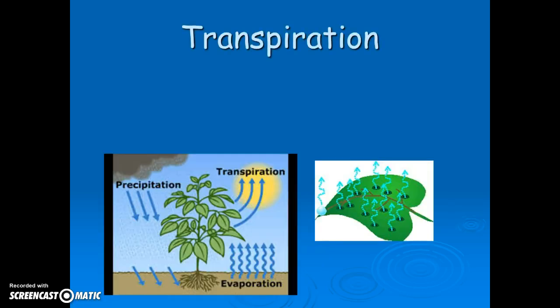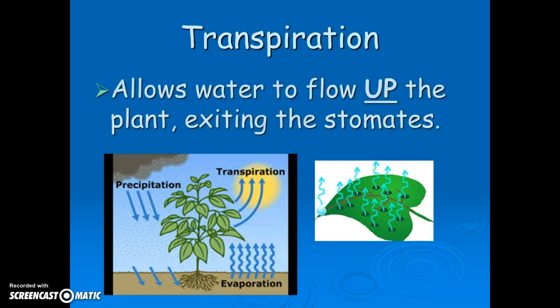So what do these stomates and guard cells have to do with plants? Well, it's called transpiration. Definition: transpiration allows water to flow up the plant, exiting the stomates. So you look at the big trees outside, and have you ever wondered, how does water go from the roots to the very top of a 50-foot tree? That's against gravity. So how does that happen? This picture kind of shows how it happens.